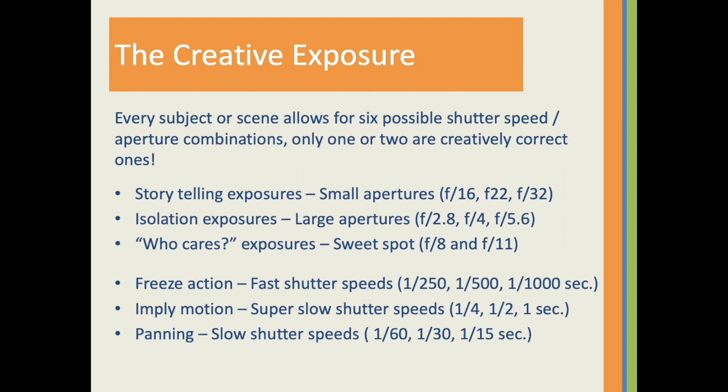But then if motion is the important thing in your image and you want to freeze action, you're going to use a fast shutter speed of 1/250th of a second and above. Or if you want to imply motion, you are going to use super slow shutter speeds of 1/4 of a second or slower than that. And then there is the example of the motorbike I showed you, where I was panning, where I was holding my camera and following the movement of my subject. And there you are using slow shutter speeds between 1/60th of a second and 1/15 of a second. So that's what I call the creative exposure.